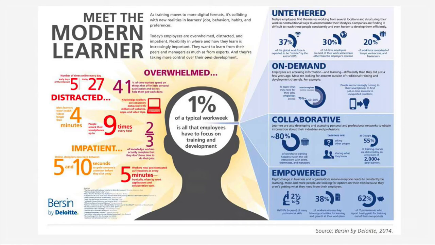This is a graphic that was put together by Burson, and it gives us a lot of data about who the modern learner is and how much time they have available for learning. The most important metric on this sheet, I think, is the one right in the center, that 1% of a typical work week is all that employees have to focus on training and development. 1% of their time.